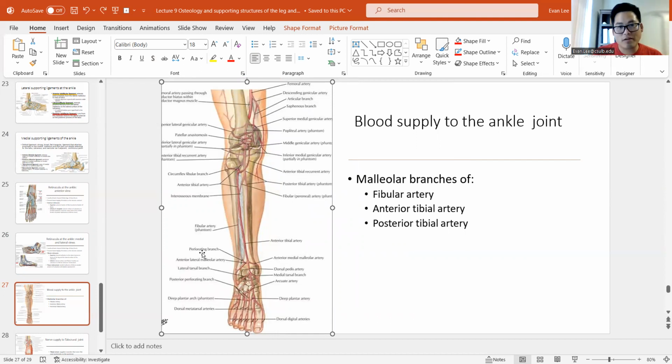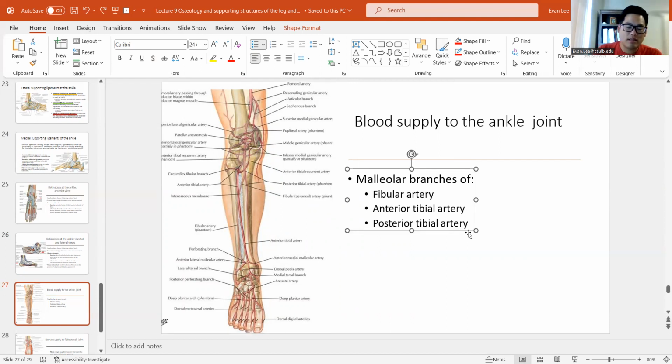These malleolar arteries will surround the medial and lateral malleolus, and the branches of these arteries are going to be supplying this part of the ankle joint. So surrounding the talus, the calcaneus, and then the medial and lateral malleolus, these are the malleolar branches of fibular artery, anterior tibial artery, and posterior tibial artery.